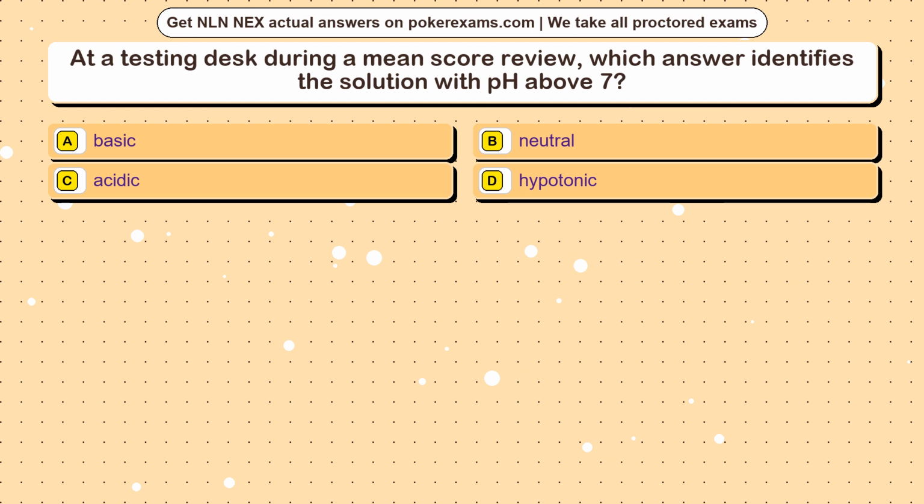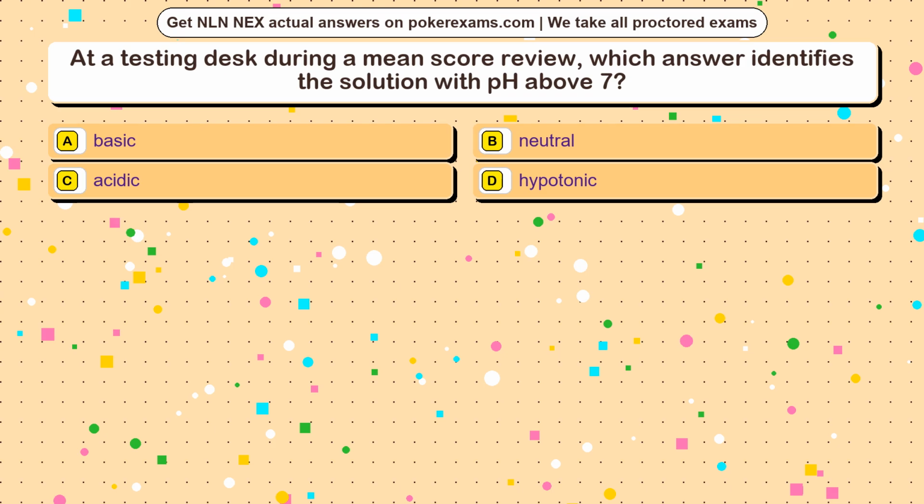Question 23. At a testing desk during a mean score review, which answer identifies the solution with pH above 7? Option A, basic. Option B, neutral. Option C, acidic. Option D, hypotonic.